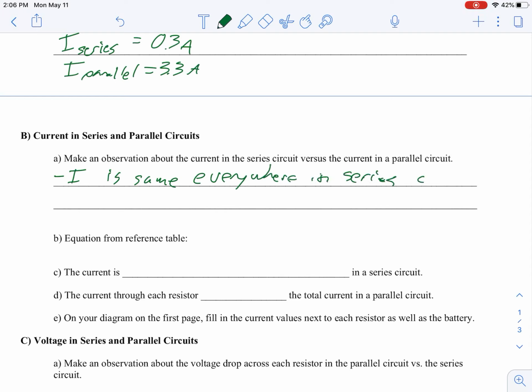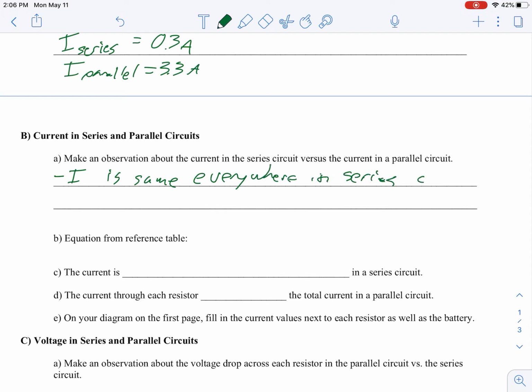Notice series circuit. It says I equals I1 equals I2 equals I3, and so on. Parallel, I equals I1 plus I2 plus I3, and so on. So in a series circuit, current is the same everywhere. In a parallel circuit, it all adds together to one big current. All right?